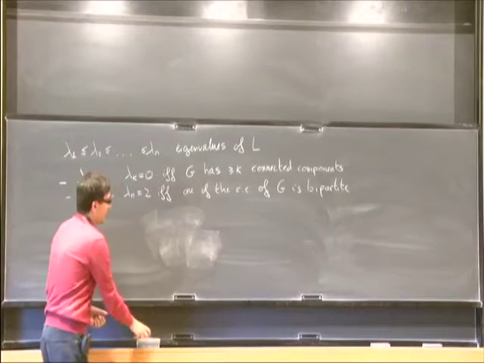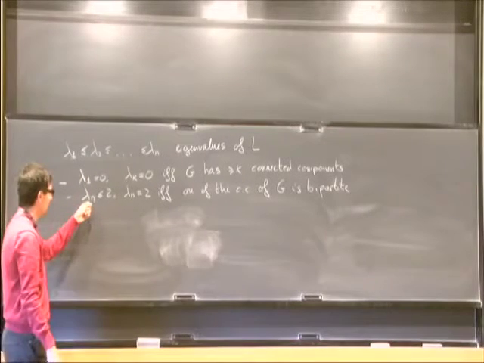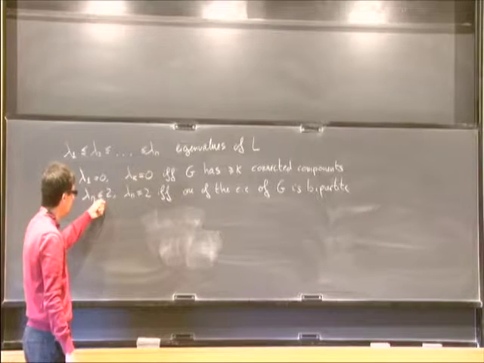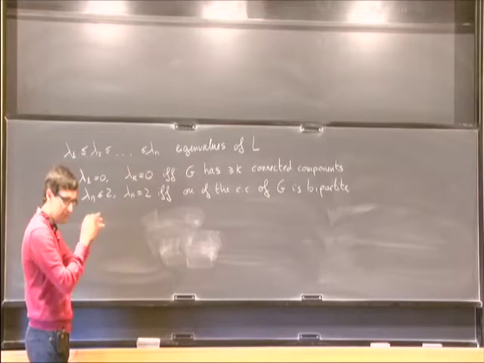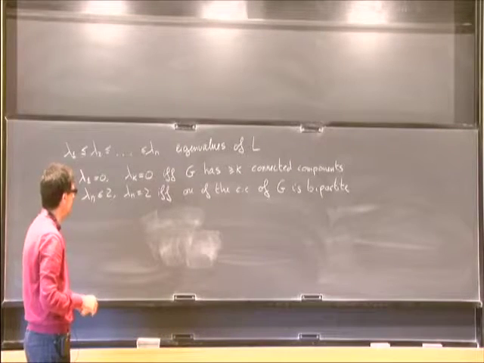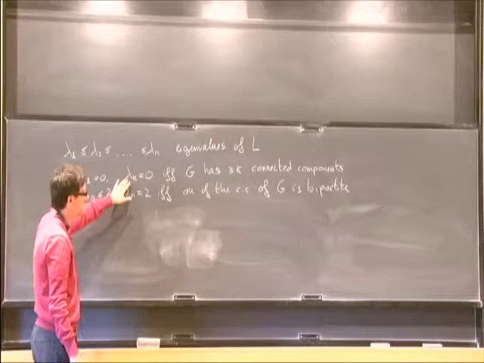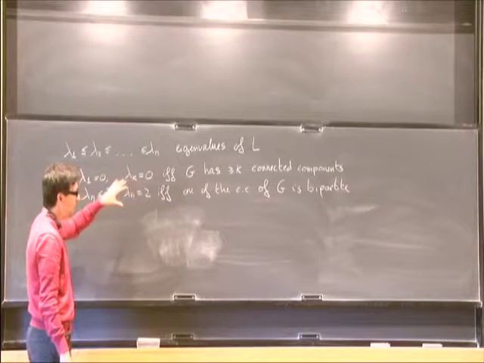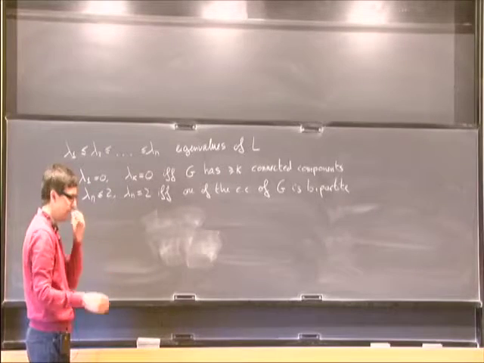But those are sort of extremal facts. Here lambda n is always at most 2, and it's exactly 2 if and only if some subgraph of G is precisely a bipartite connected component. Or here lambda k is exactly 0 if and only if there is a partition of the vertices of G into k subsets so that absolutely no edge goes across.